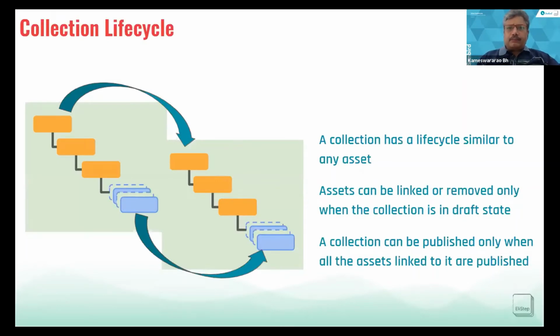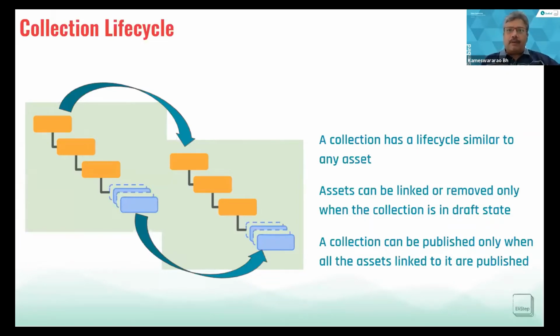Moving on to the life cycle of a collection. This is quite similar to any asset, like the content or question set life cycle that we have seen in our previous sessions, where we have gone through it in detail. An asset, when it's created, would be in draft state, then it moves to review state, then after review, it can be published. And once published, if you modify it, a new version of that is created. All that exact life cycle also applies to a collection object.